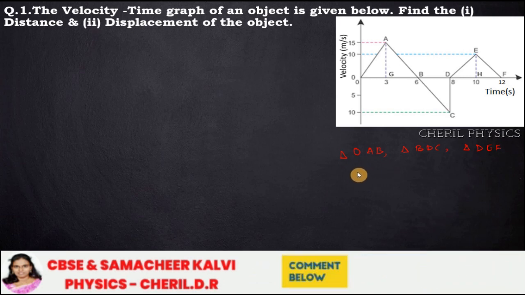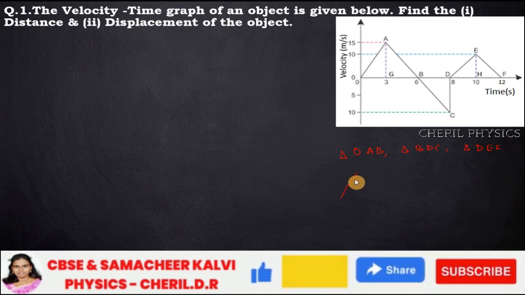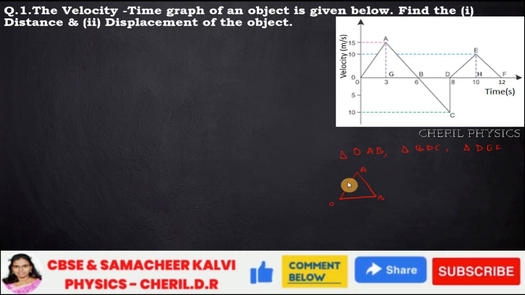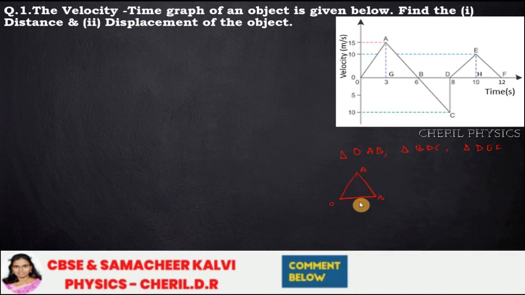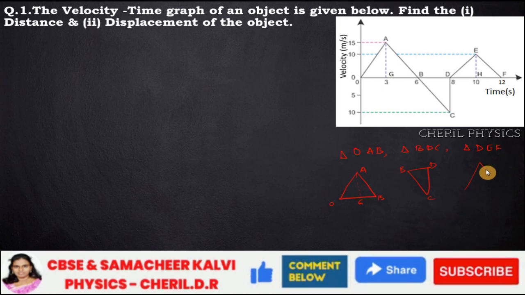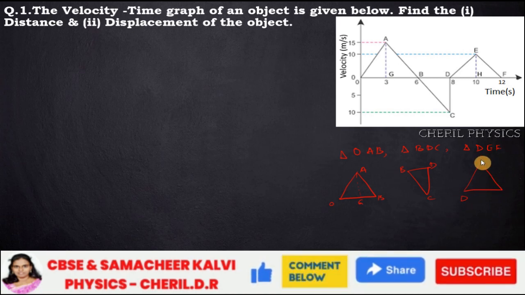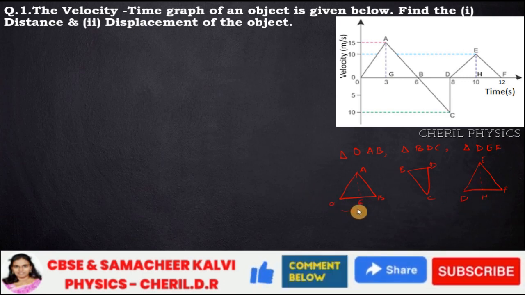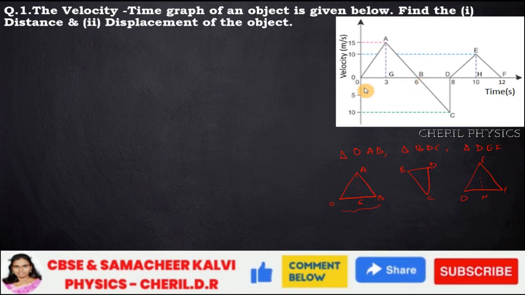Let me draw these three triangles here once. You have OAB, where AG is the height, and the next triangle is BDC, where CD is the height, and the next triangle is DEF, where EH is the height. So what is OB? OB is nothing but 6 minus 0.